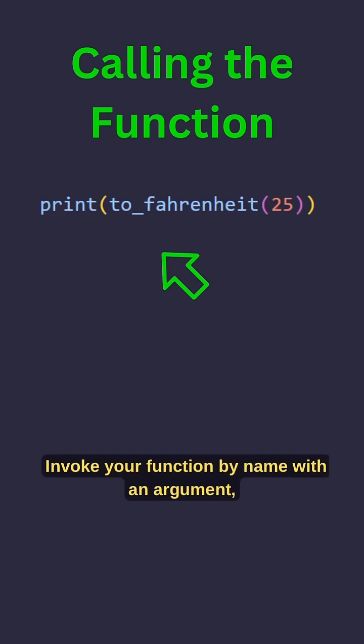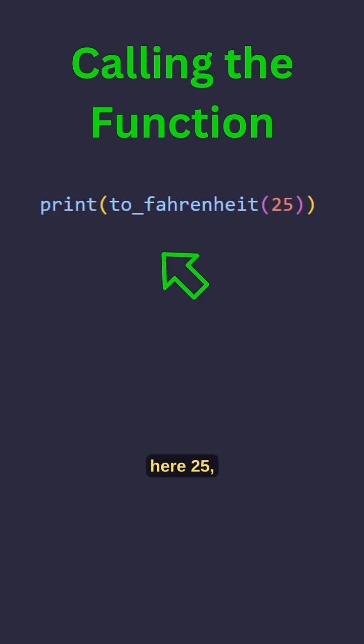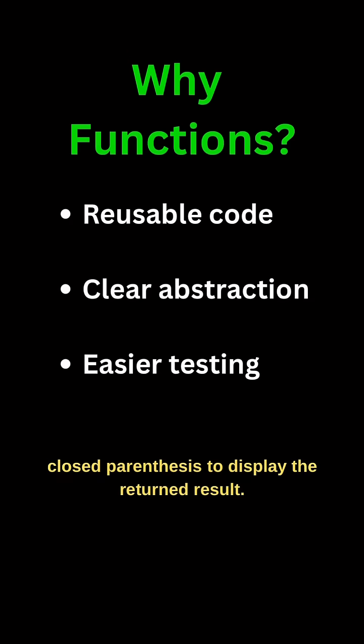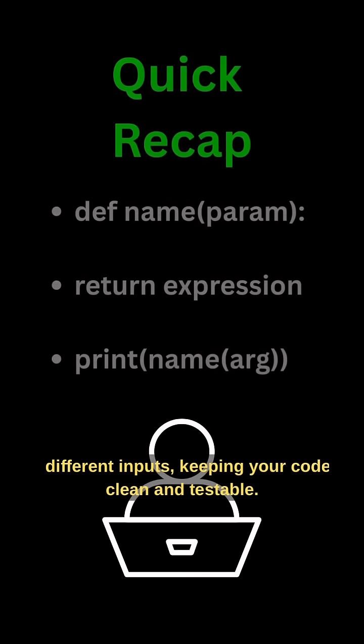Invoke your function by name with an argument, here 25, and wrap it in print, open parenthesis, closed parenthesis, to display the returned result. Functions let you package logic once and reuse it with different inputs, keeping your code clean and testable.